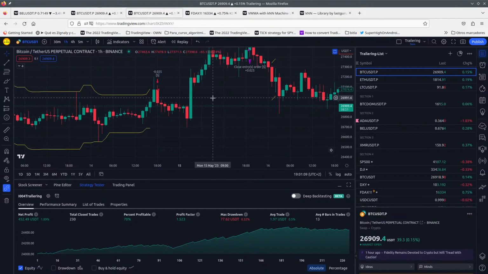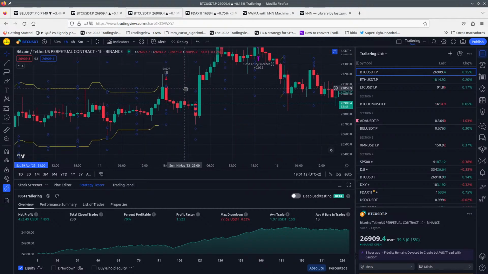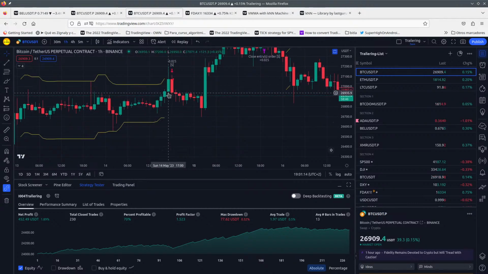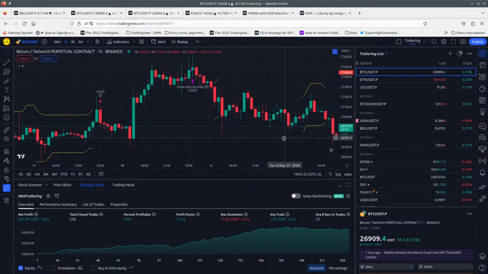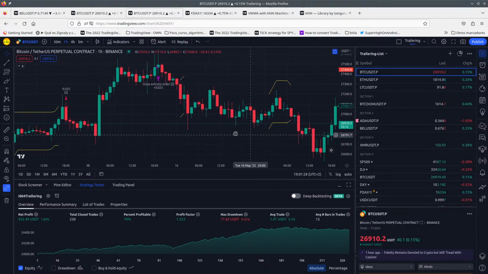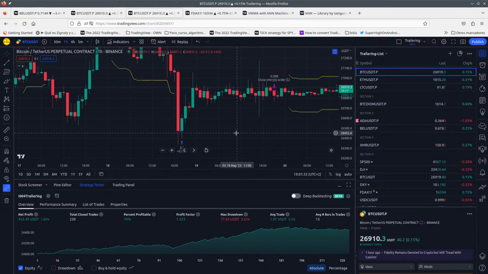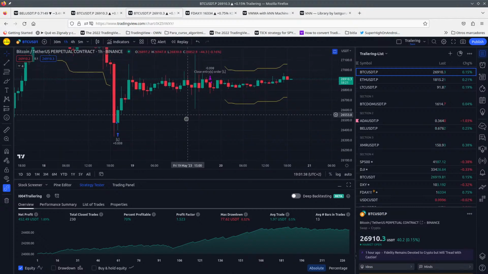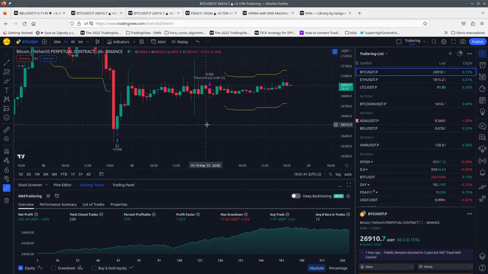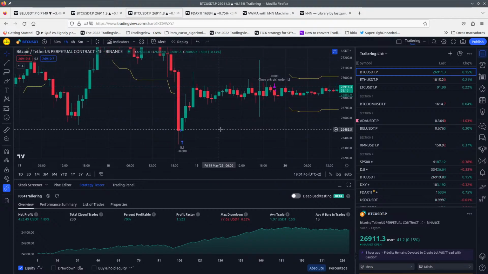Okay, let's see this one here. Look at this. This is a short one, and here you cut, and yeah, the previous candle high is lower than this one, so I would have taken this trade. So let's see. Let's try this again.